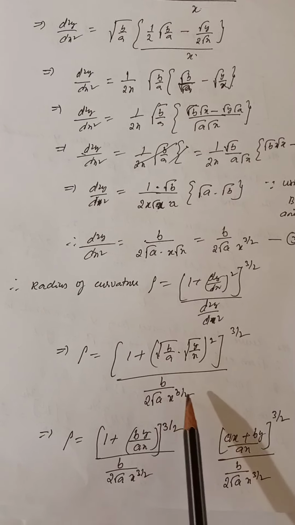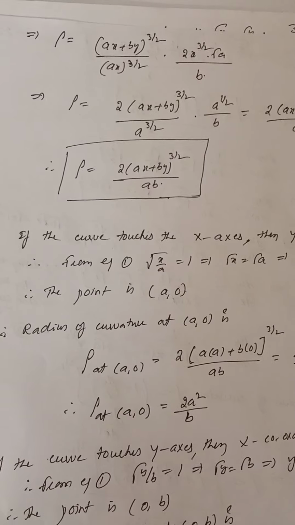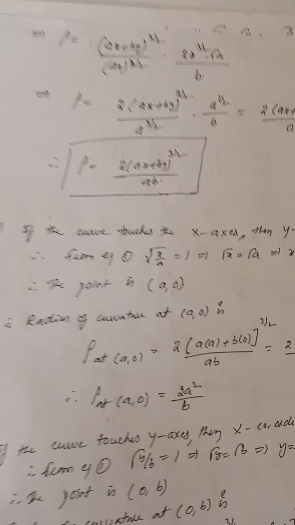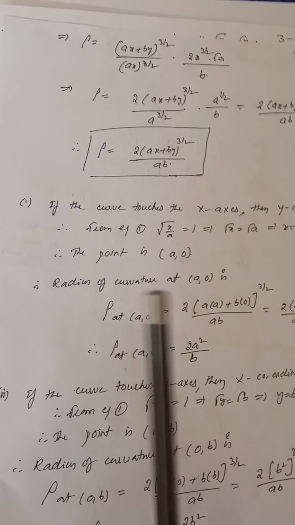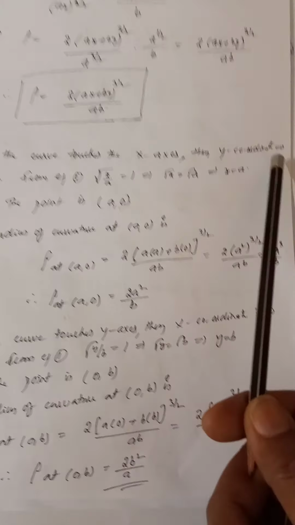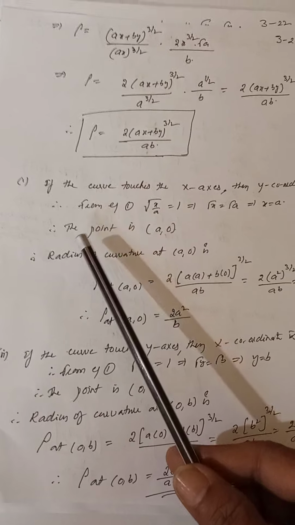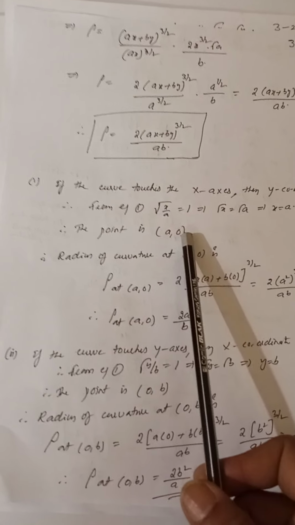Okay. Now, continuing, we got the radius of curvature, but we need to find the radius of curvature if the curve touches the coordinate axis. There are two coordinate axes, one is x, another one is y. If the given curve touches the x axis, then the y coordinate will be 0. That means y value is equal to 0. Substitute y equal to 0 in equation 1. You will get root of x by a is equal to 1. That implies root x is equal to root a, that implies x is equal to a. Therefore the coordinates of the point are a comma 0.